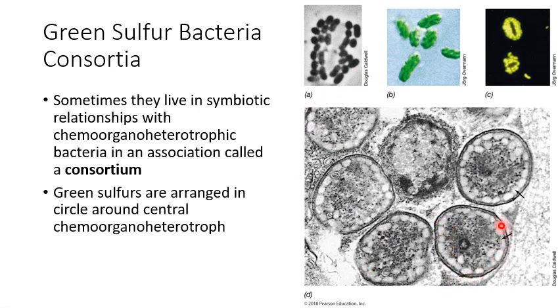This would be the central chemoorganoheterotroph, and then you have the green sulfur bacteria around it in a circle, and you can see their chlorosomes here. And then here you can see that again. So here you have a chemoorganoheterotroph in the middle, but it's not really stained, and you can see the green sulfur bacteria clustering around it. Here you have chemoorganoheterotrophs that are coated by these green sulfur bacteria. And then here you have another stain that is only showing the green sulfur bacteria, but you can just see the outline of the chemoorganoheterotroph that's inside of them. So those are all examples of consortia.